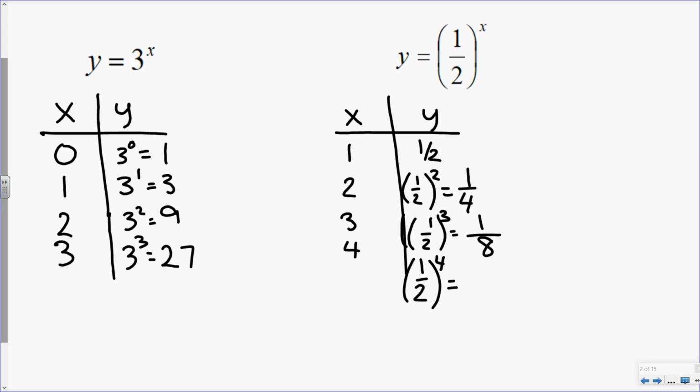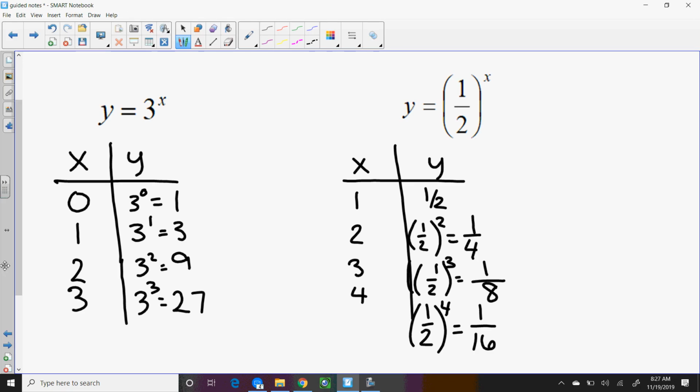So what happens when it is a fraction, when a is a fraction? It is getting smaller and smaller and smaller. So it's going 1/2 to 1/4, 1/8, 1/16. So in this case, it's cutting it in half. Okay?